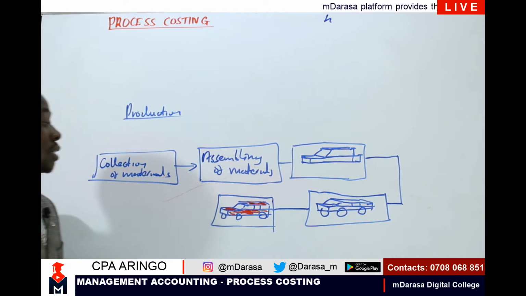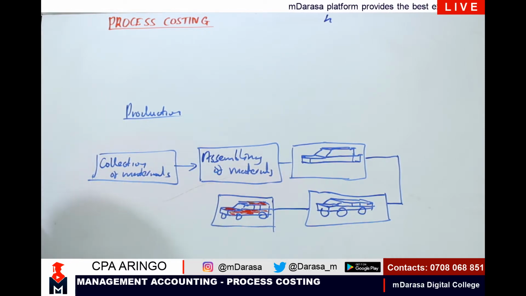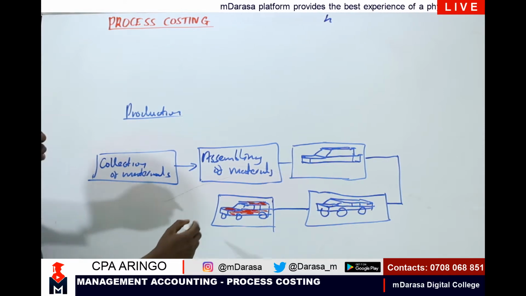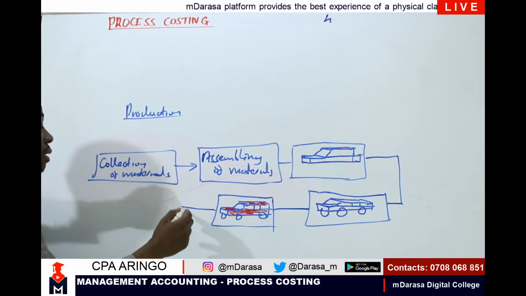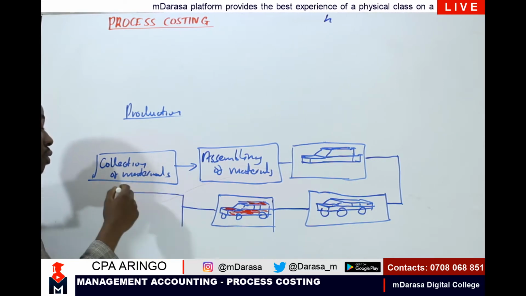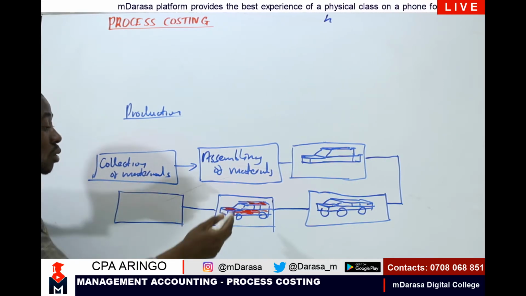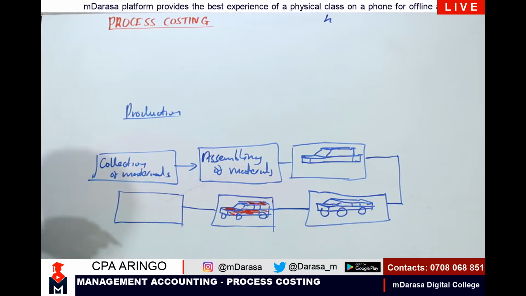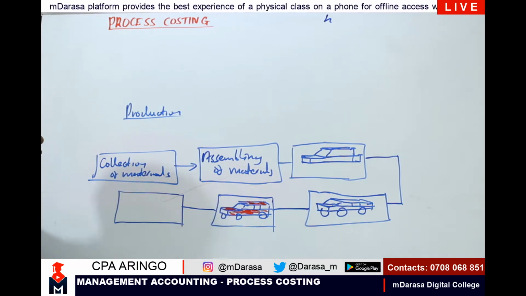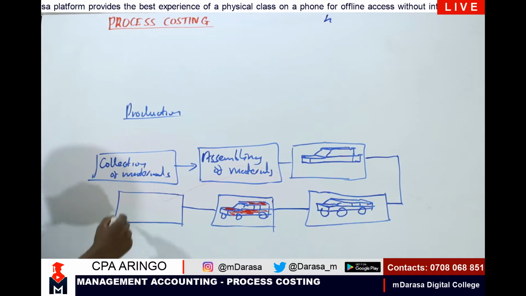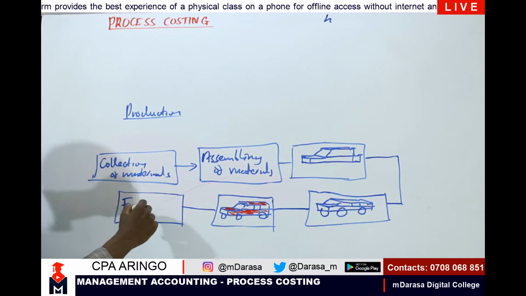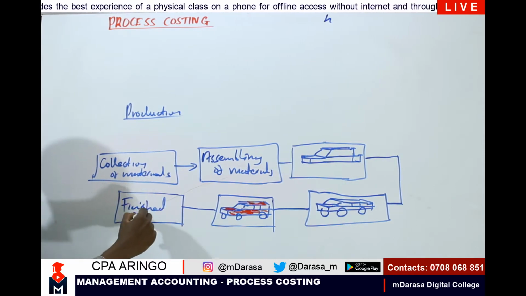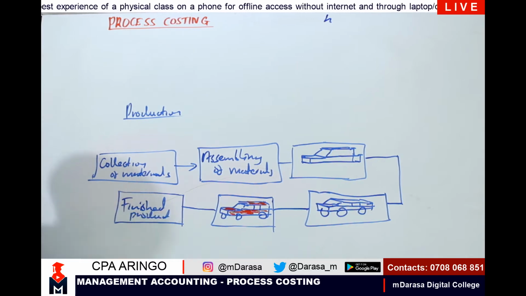So after we've done with painting, the next process probably will be putting all the required elements, like I place the windows, I place everything. So these are finished. We now talk of the finished product, the finished product being that car.